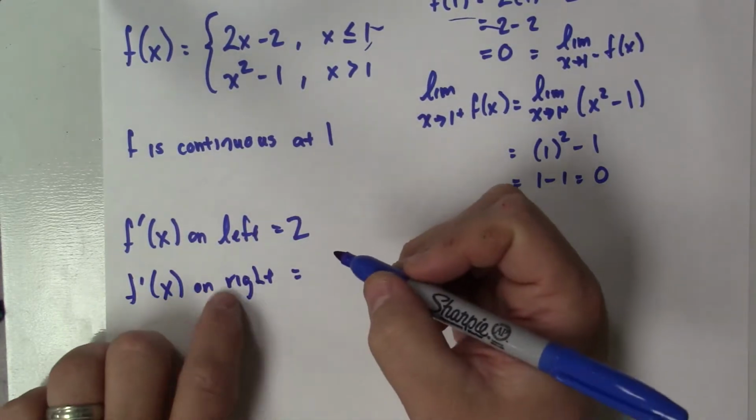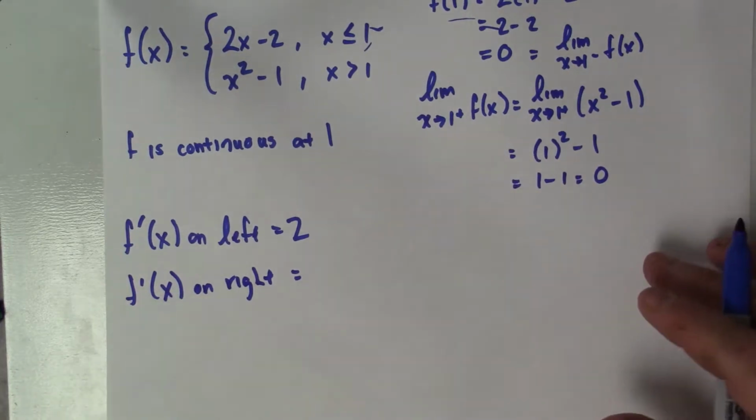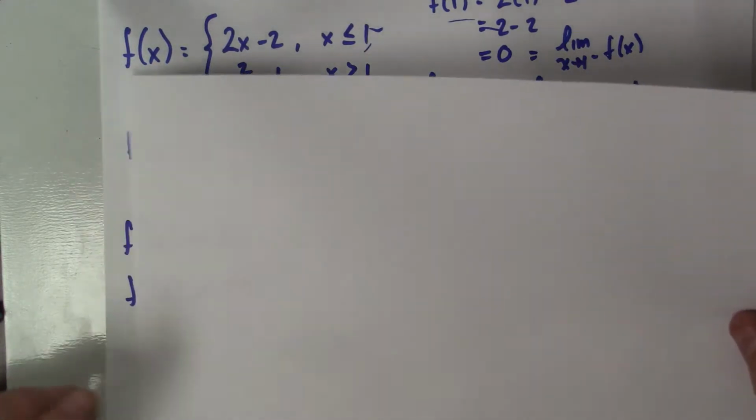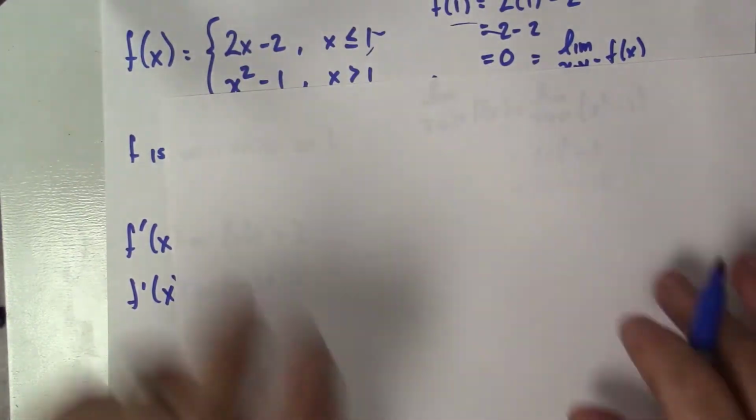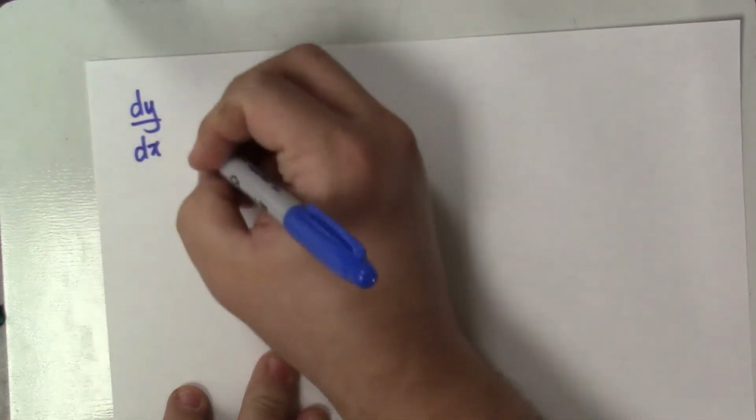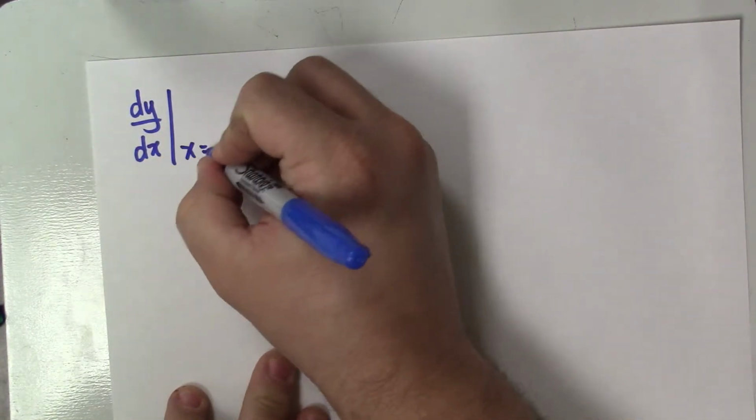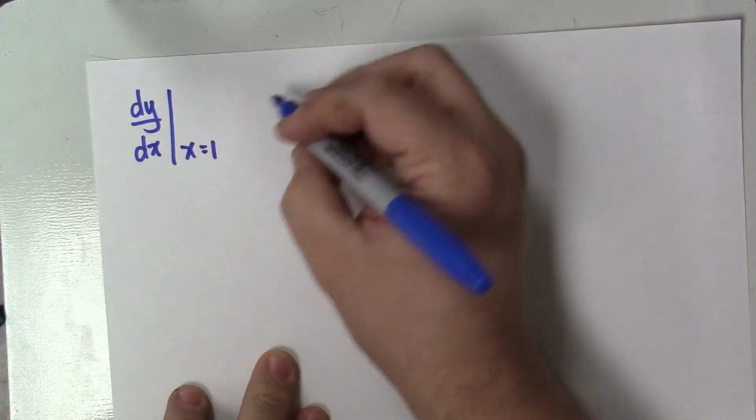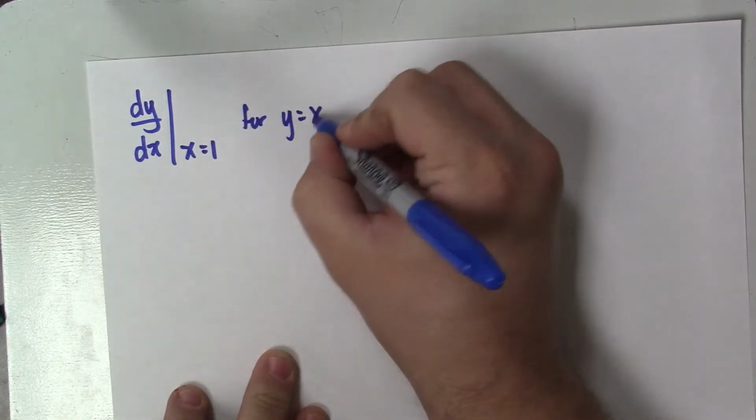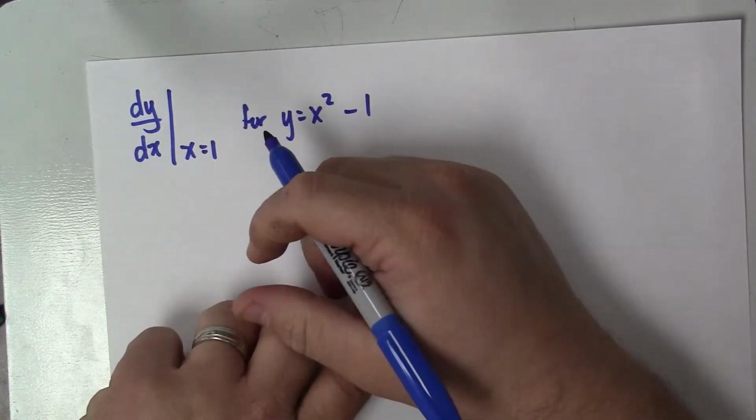This is really bad notation, but I need you to just bear with me because I don't want to go into the actual notation for it, because we don't usually write it quite like that. So what I need to do is figure out, and I'm going to come back to this sheet in a moment, dy dx evaluated at x equals 1 for y equals x squared minus 1.